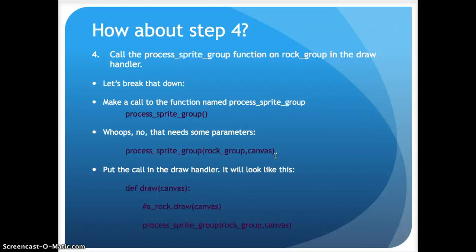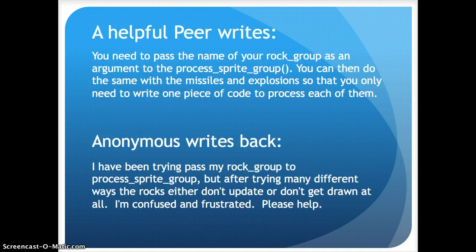It said call the process sprite group function on rock group. Okay, so we're calling it with rock group in the parameters. That's what that says. And then in the draw handler. So if we put it in the draw handler, it'll look something like this. It'll be in the draw function. And where we used to have a rock draw canvas, now we'll have process sprite group, parenthesis, rock group, comma, canvas. Okay, we're doing pretty good there on step 4 too.